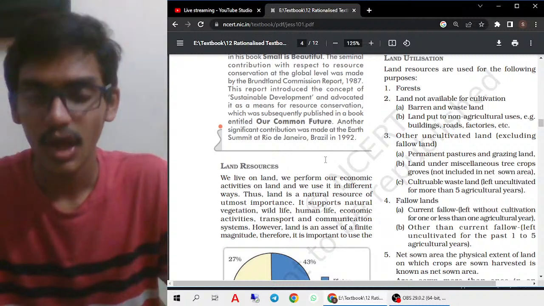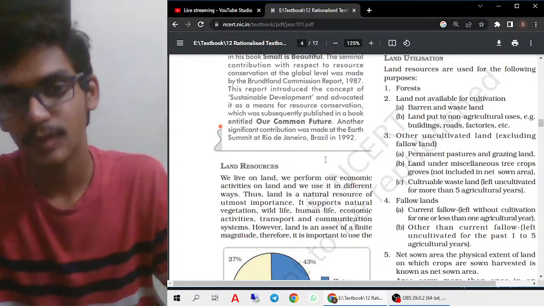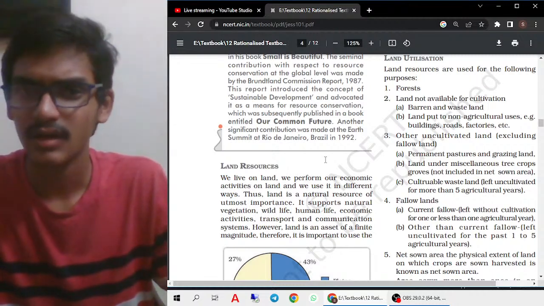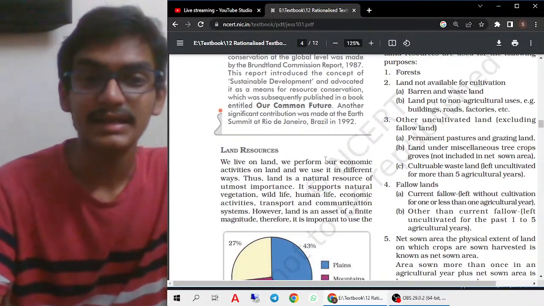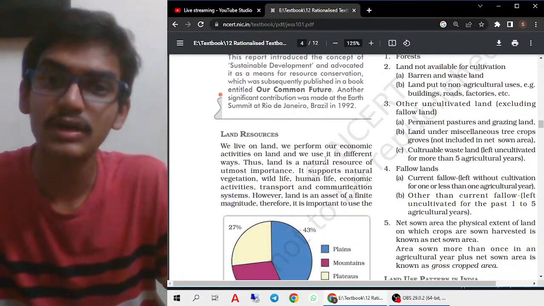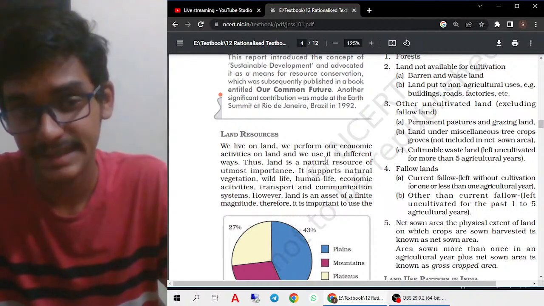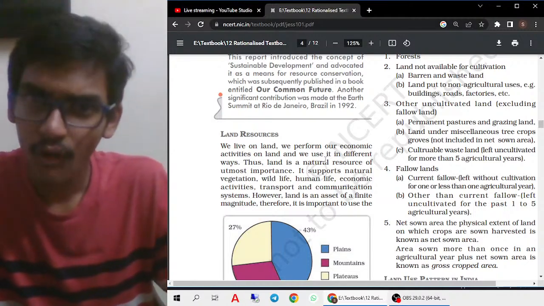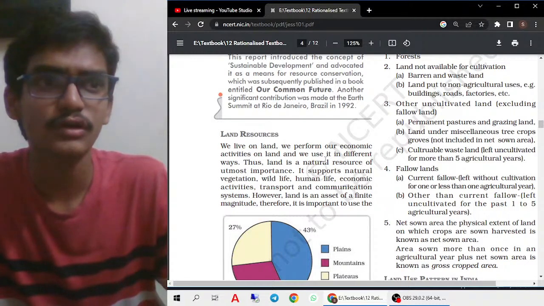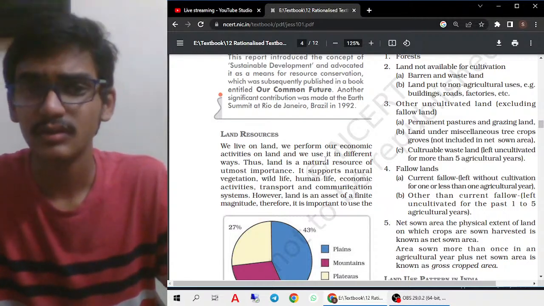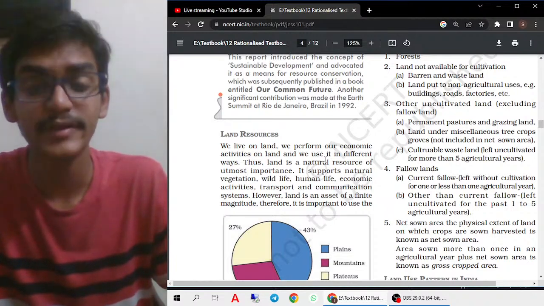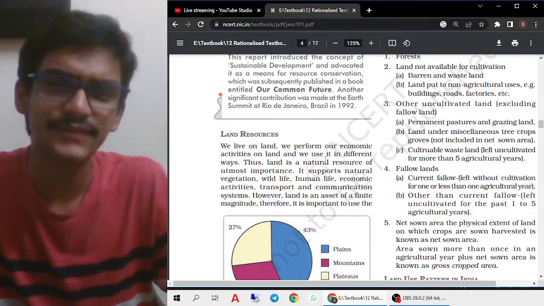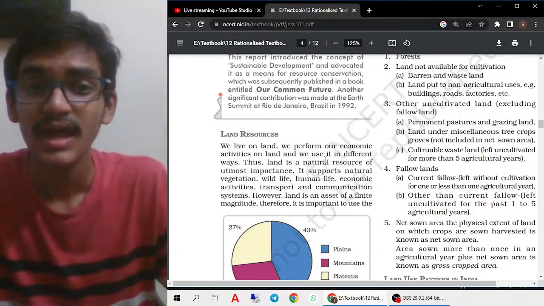So how is the land utilized, how is the land used for various purposes? The first important thing is land is used for forest. Then land not available for cultivation. There are two types of such land, barren and wasteland, in which crops cannot be grown because of droughts, lack of fertility, or extreme hot weather conditions. Also, land that is put to non-agricultural uses, in the sense of building roads, factories and everything.